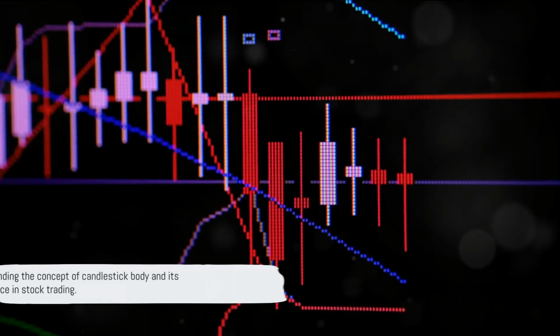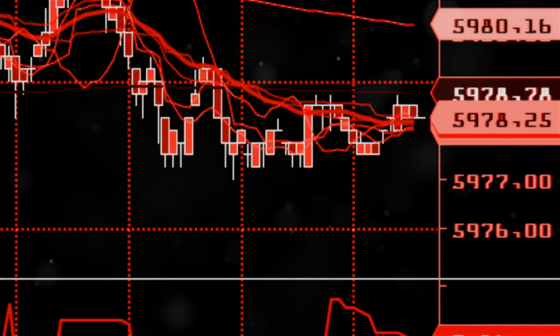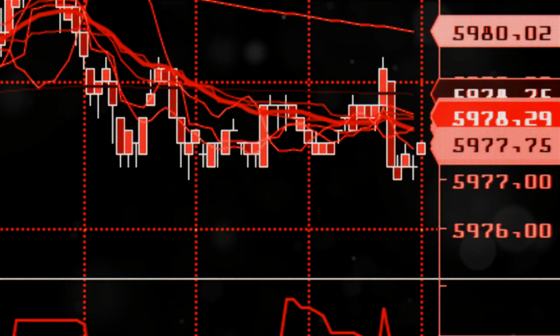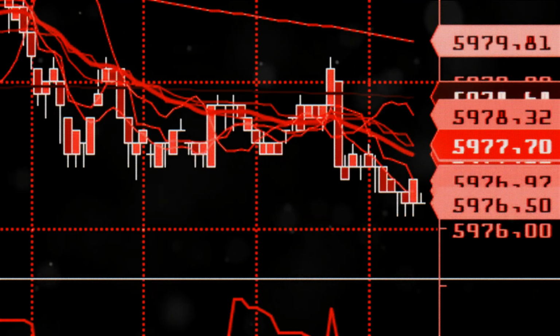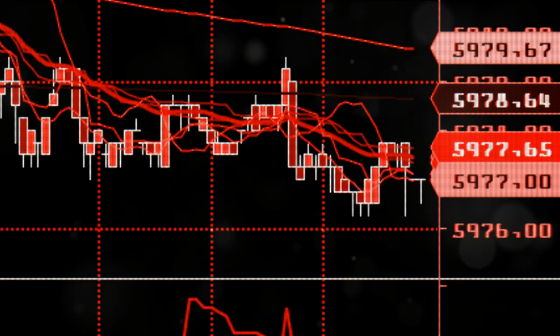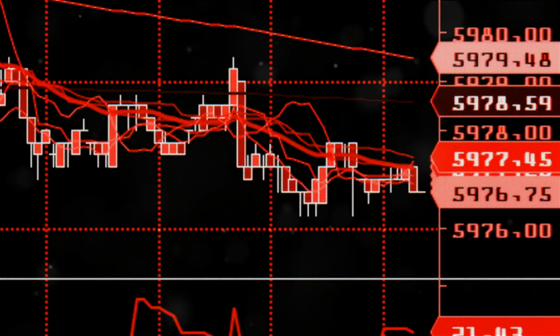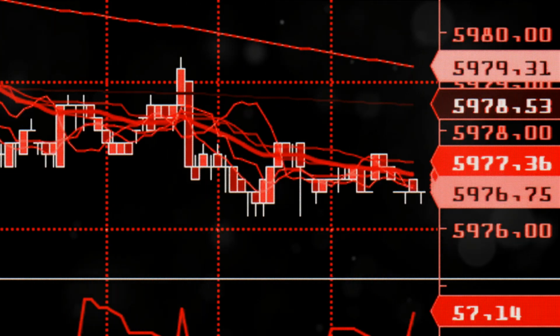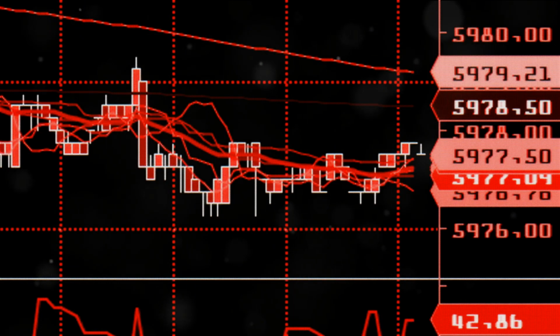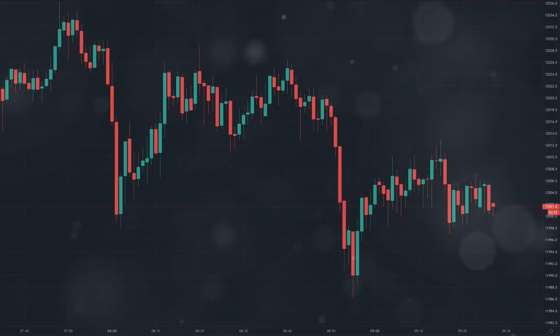The body of the candlestick is the heart of the action. It represents the range between the opening and closing prices of the day. If the body is filled or colored in, it means the stock closed lower than it opened. The sellers won the battle. If the body is empty or not filled in, it means the stock closed higher than it opened. The buyers won the day.